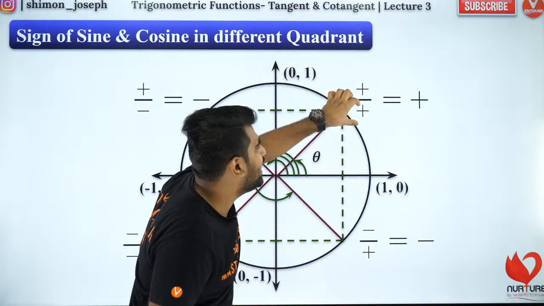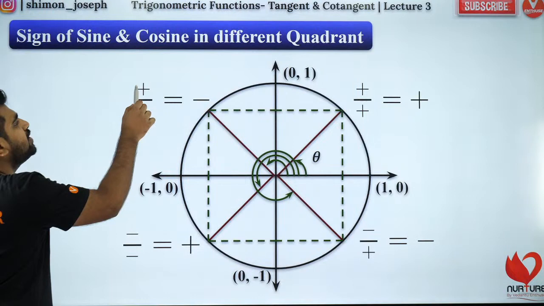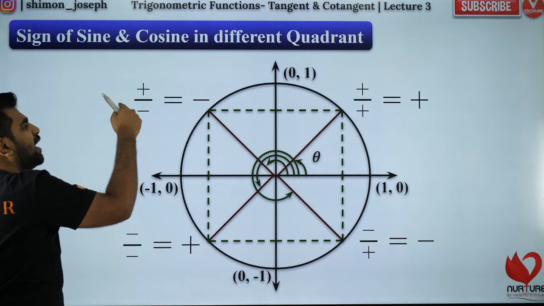Cos by sine is cot, that is also positive. Second quadrant, tan theta is negative because tan is sine by cos. So sine by cos means plus by minus, which is minus. So here it will be negative, tan theta.